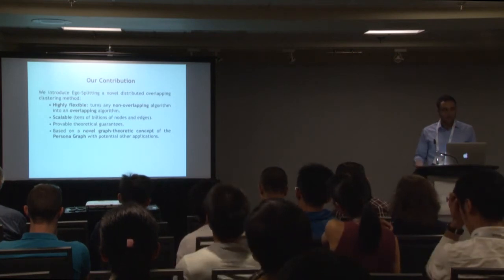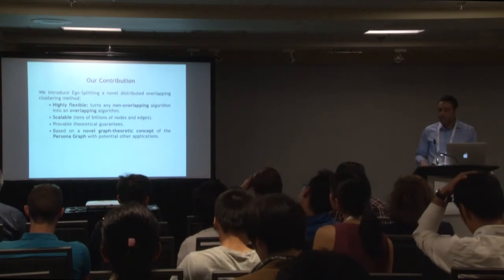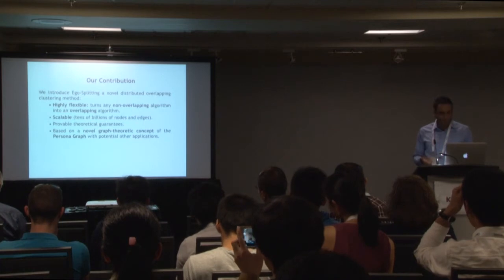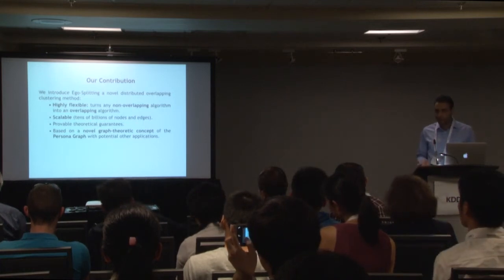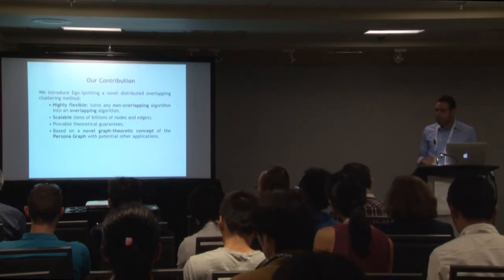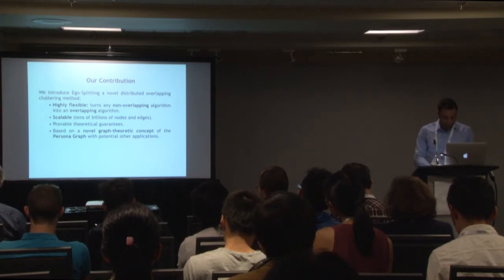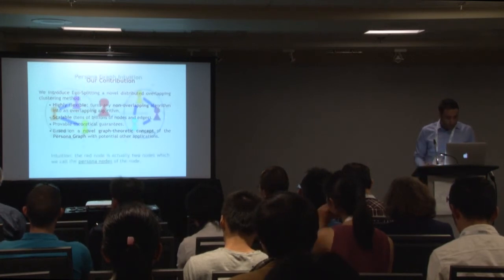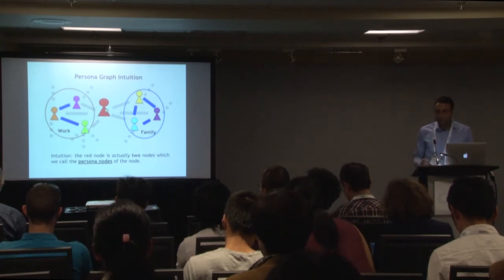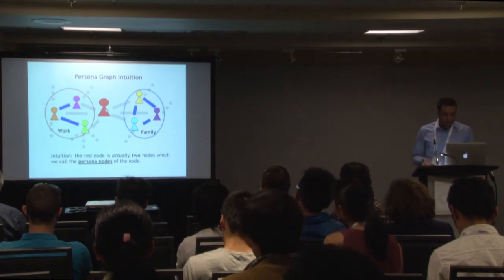these communities correctly. And fourth, and I think this is the most interesting part of this work, this framework is based on a novel graph theoretic concept, which we call the persona graph of a graph, which I believe could have many other potential applications besides overlapping clustering. So I think this could be quite interesting. Before defining our framework, I will give some intuition for this persona graph, which is the basis of our overlapping clustering algorithm. So what is the persona graph?